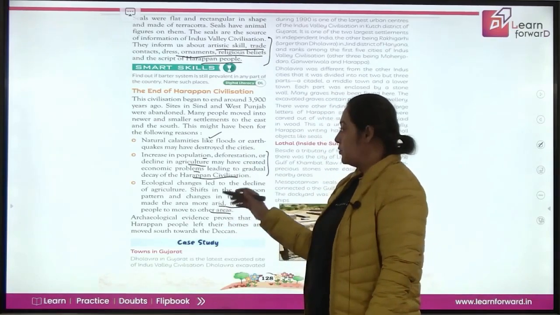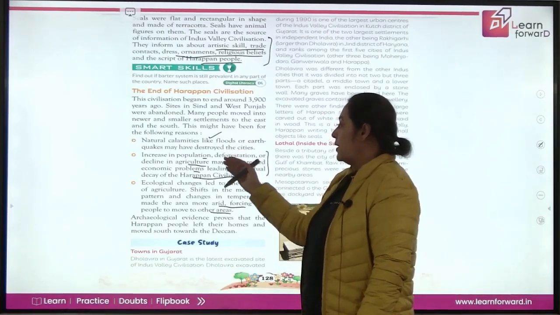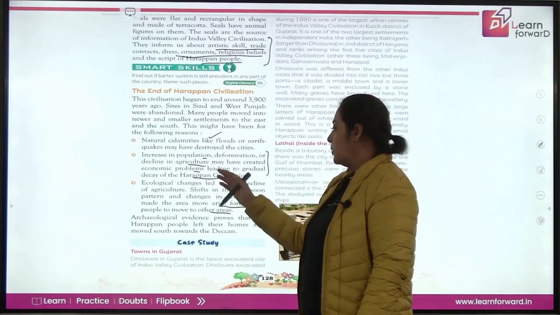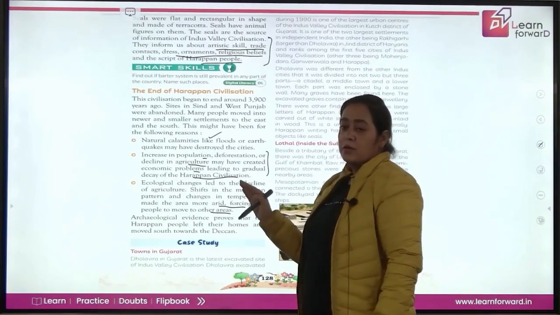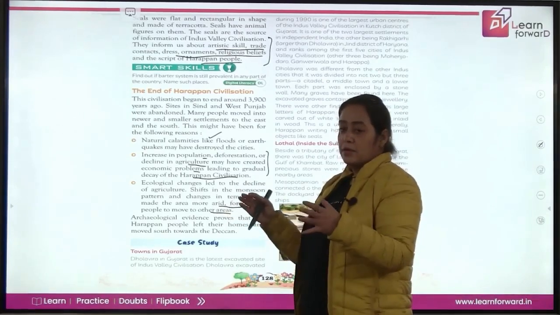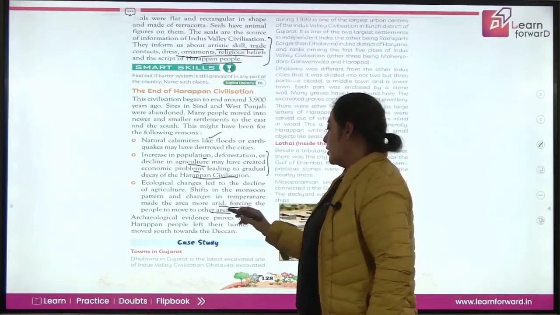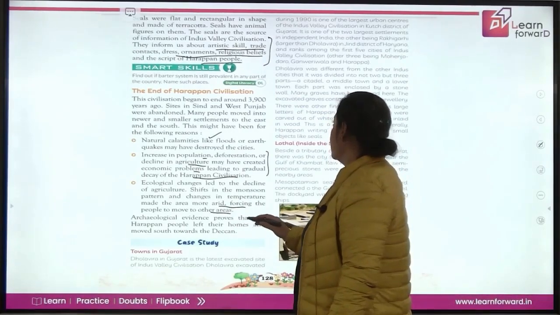So the major three reasons for the end of the Harappan civilization were natural calamities like earthquake, drought, or flood, and the increase in population, which led to deforestation, declining agriculture, vegetation in the area, and ecological changes. These made the place not suitable for living, so people moved towards the south.